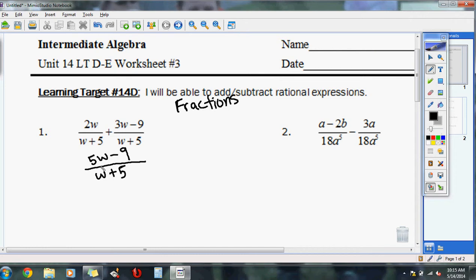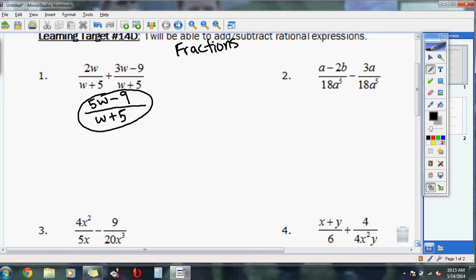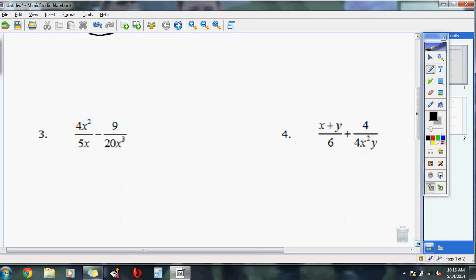Now, I want to try to pull a GCF out of the top. Nothing comes out of 5 and 9, so that's nowhere else I can go here. This w does not cancel with that w because they're parts of binomials there. So that one shouldn't be too bad. I'm not going to do number 2, but if you notice, number 2 is very similar as far as having an LCD.